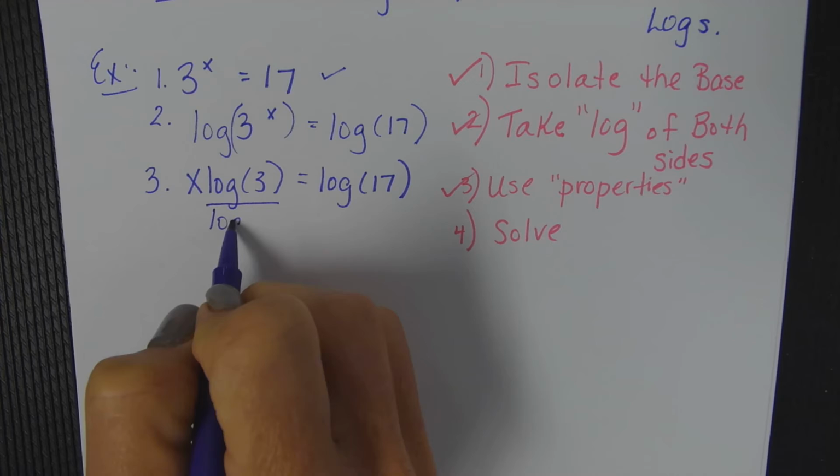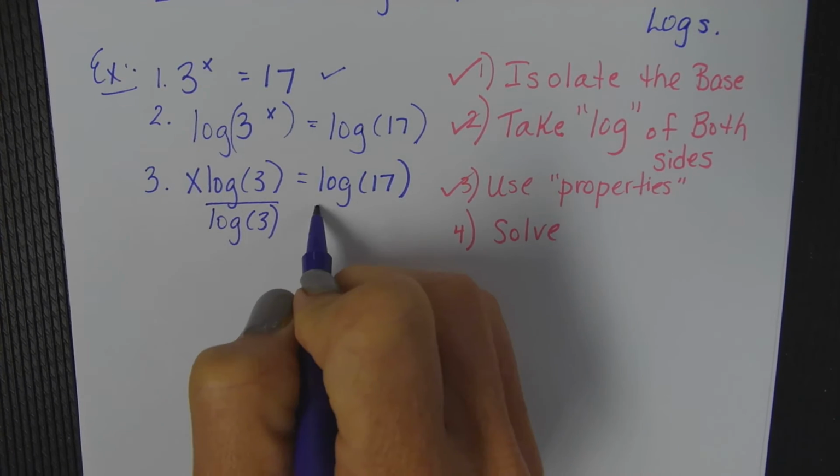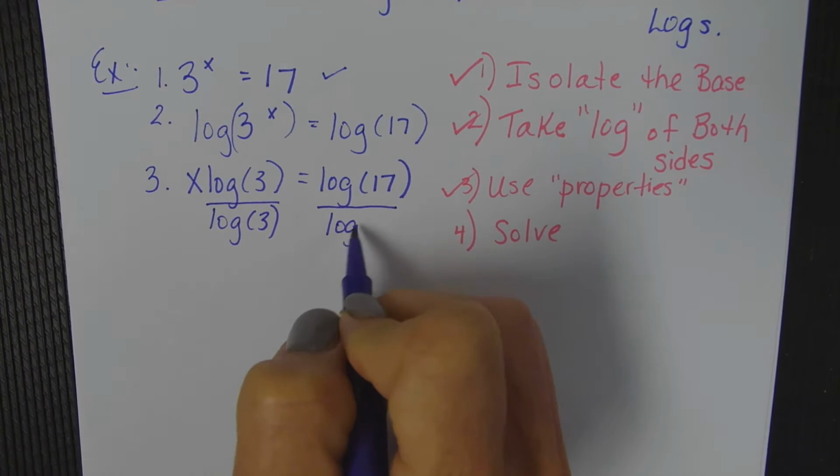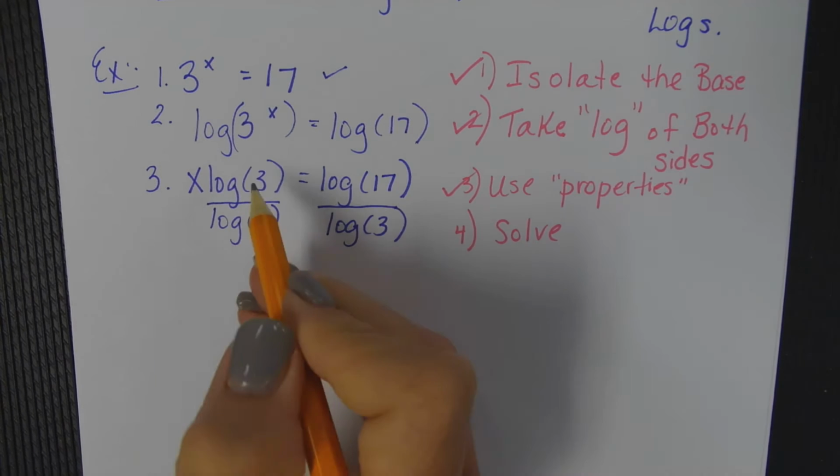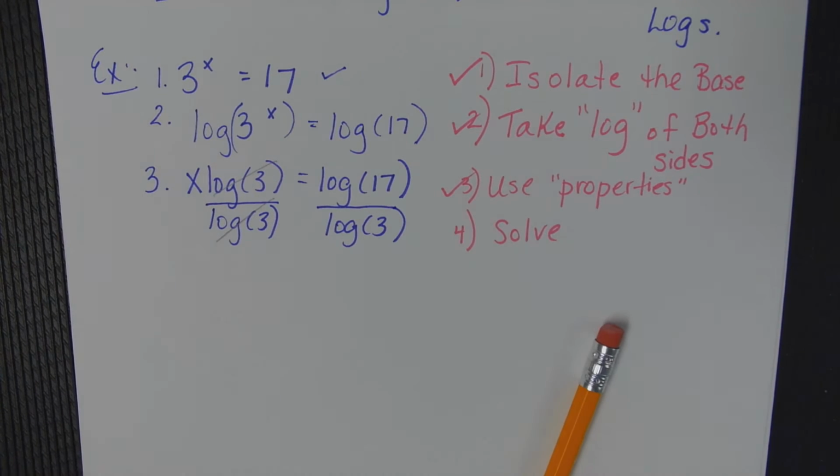So now we're going to divide by log 3. And you will get your calculators out now. I'm going to use my pencil and cross out log 3, just so you know that's the whole point. I know it's approximately 2.58.